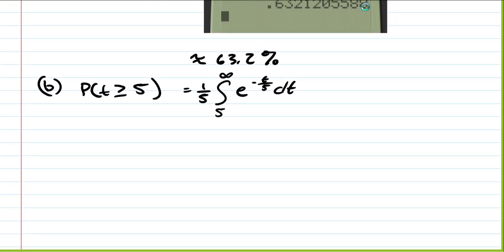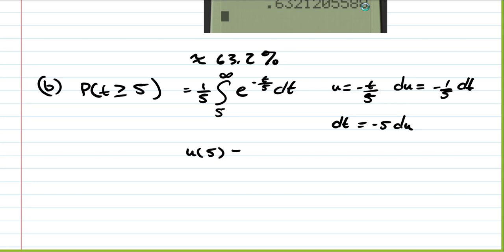So we make our same u sub. U is going to be negative t over 5, and du is going to be negative 1/5 dt. So dt is negative 5 du. And then changing our limits of integration, u of 5 is still going to be 1, so negative 5 over 5 gives us negative 1. And u of infinity, well, negative infinity divided by 5 is going to be negative infinity, right? Because infinity divided by a constant is infinity.